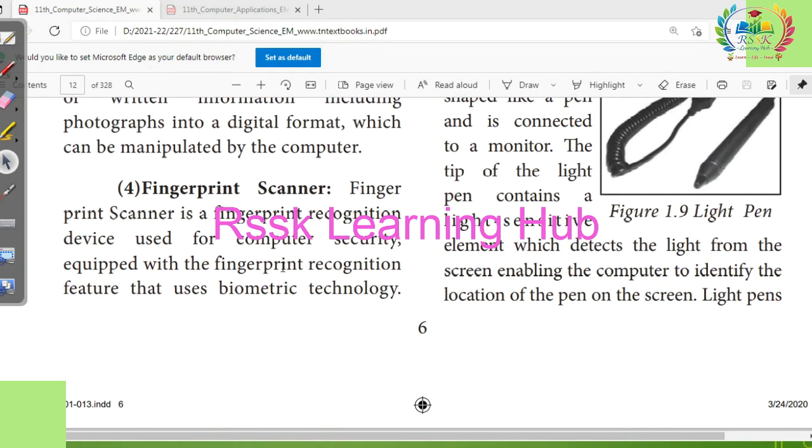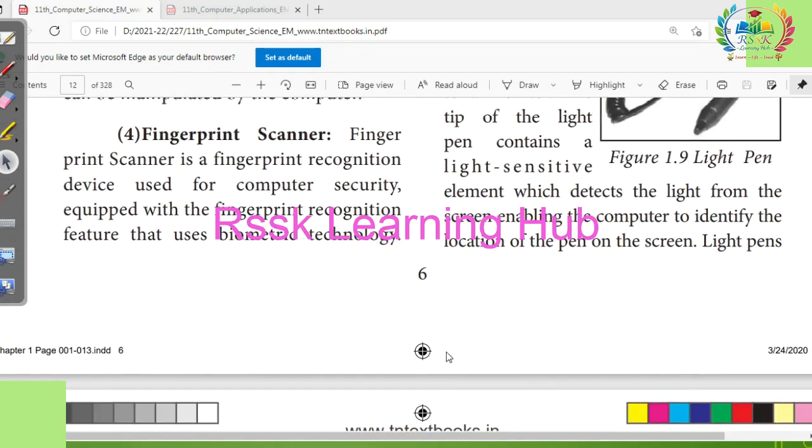Next one is the fingerprint scanner. A fingerprint scanner is a recognition device used for computer security, equipped with fingerprint recognition. Nowadays, you link your Aadhaar card with your bank account and ration shop account, no? You have to go and keep your finger on a biometric device. It enables the fingerprint to recognize you, indicating who is responsible for this. It is a biometric technology, and the fingerprint scanner is your biometric technology tool.